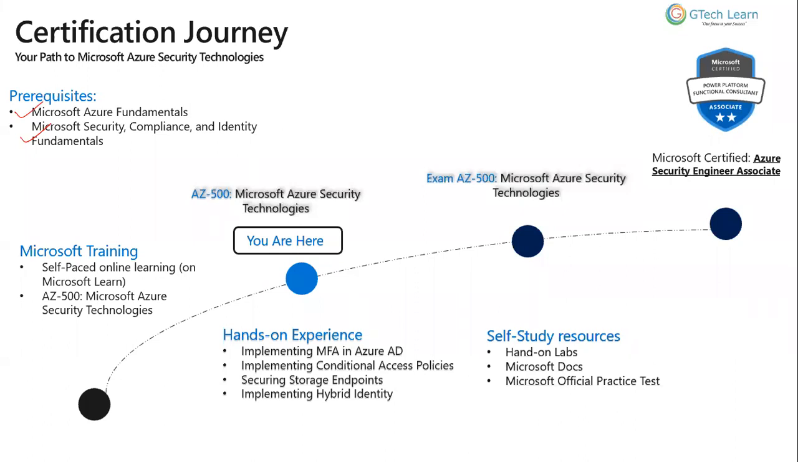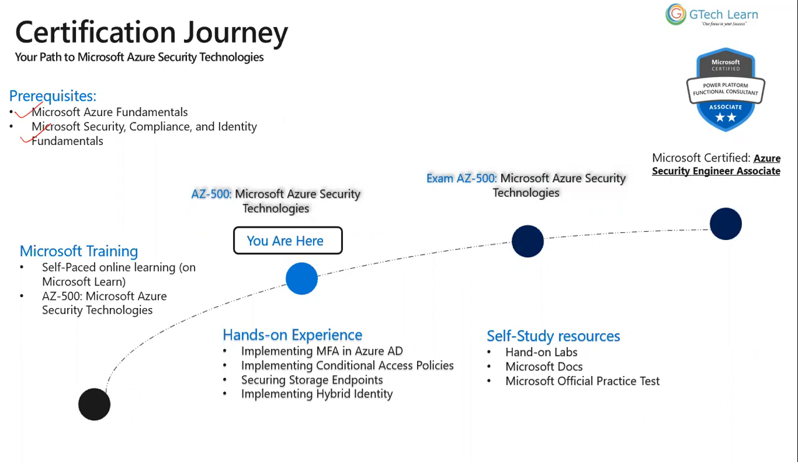Apart from that, what type of hands-on experience will you have after completing the training of AZ-500? You can implement different security strategies over the cloud. With Microsoft Azure Active Directory, you can implement multi-factor authentication and different types of conditional access policies. You can secure your storage endpoints, and you can also implement hybrid identity if you want. So there are multiple hands-on experiences you get while completing the training for AZ-500.